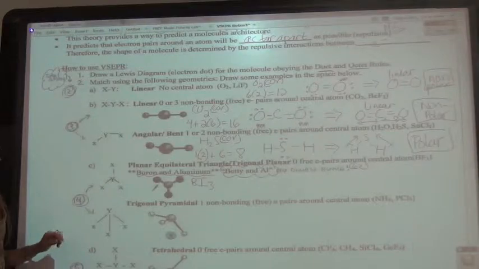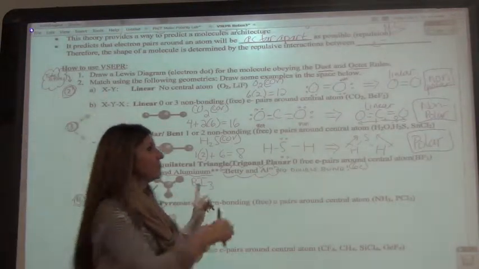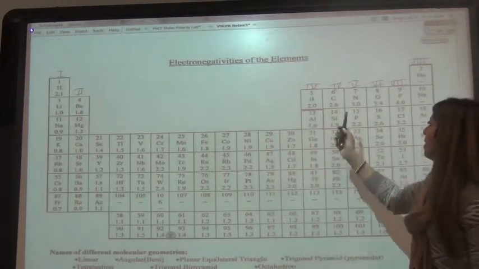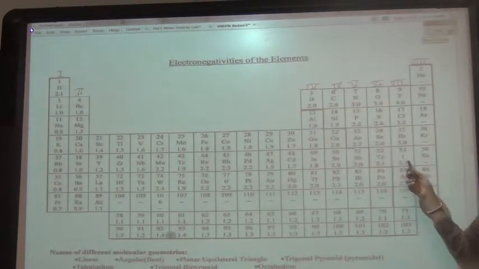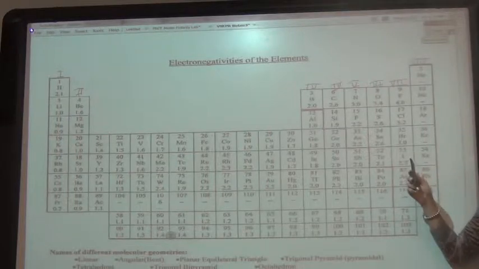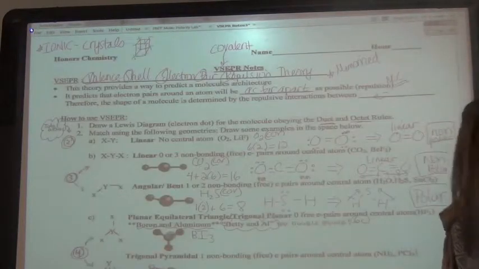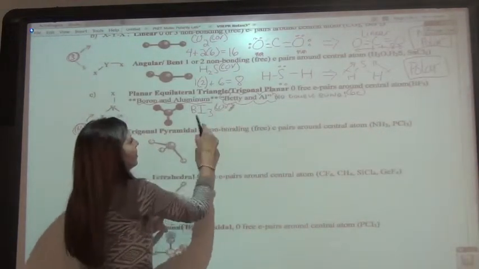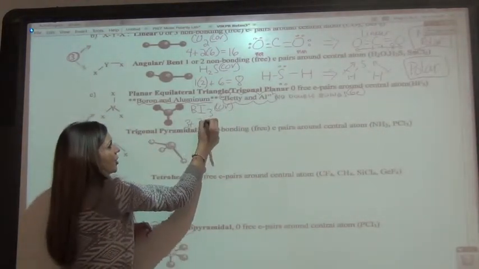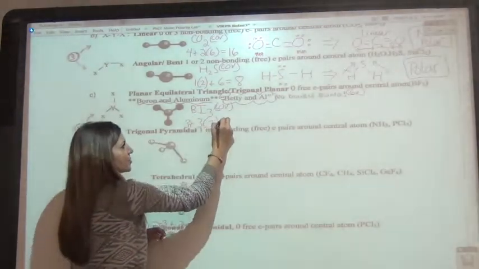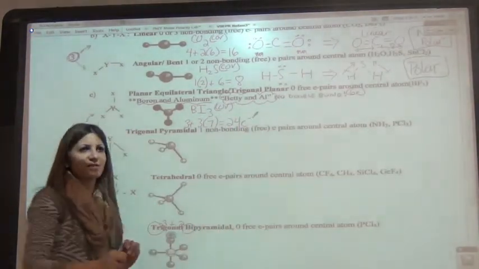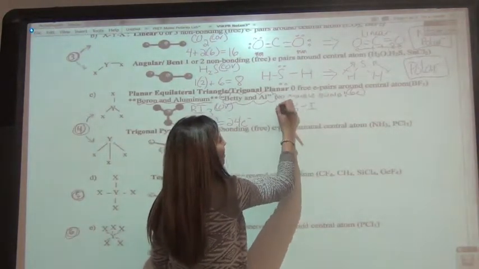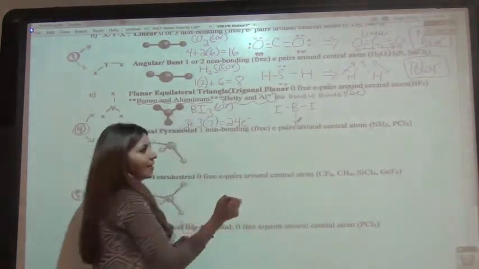Boron triiodide. So first thing is, let's find out if it's ionic or covalent. So is it greater than 1.8? Boron is 2.0 and iodine is 2.7. So 2 to 2.7 gives us what difference? 0.7, so we know it's covalent. So we're going to do this one as covalent. Let's add it up. Boron has 3 and each iodine has 7. So we've got 21 plus 3, which gives us 24 valence electrons. So the B is going to go in the middle, and then I'm going to do dash I, and dash I.